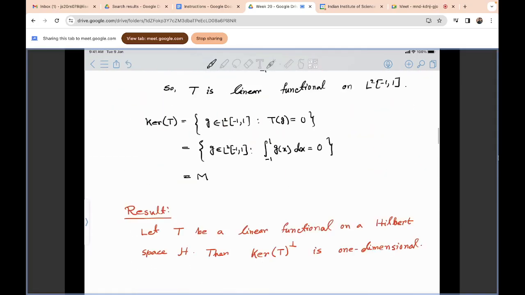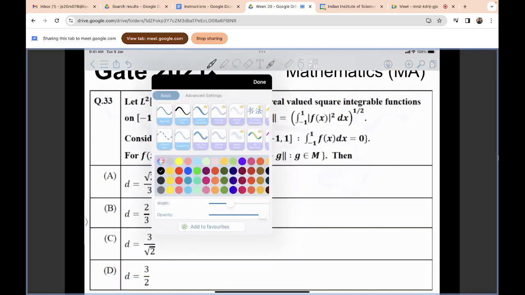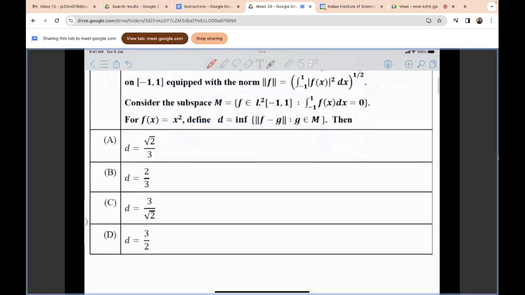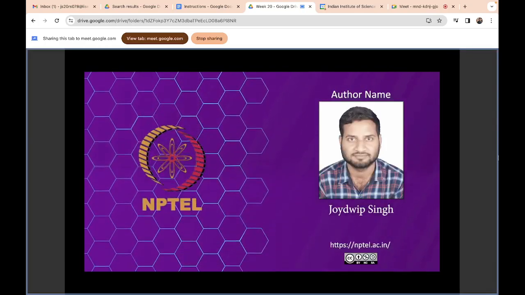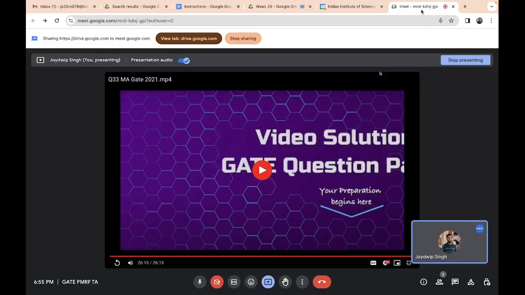So which option is correct? The option is square root 2 by 3, so option A is the correct one. Okay, so question number 33 is also completed.